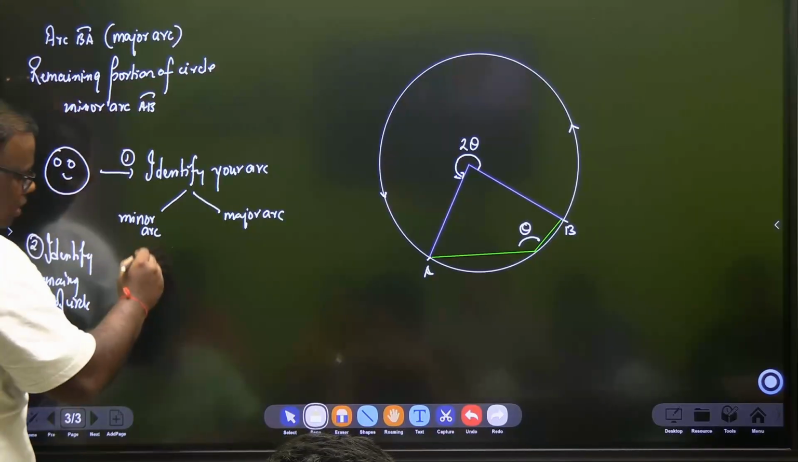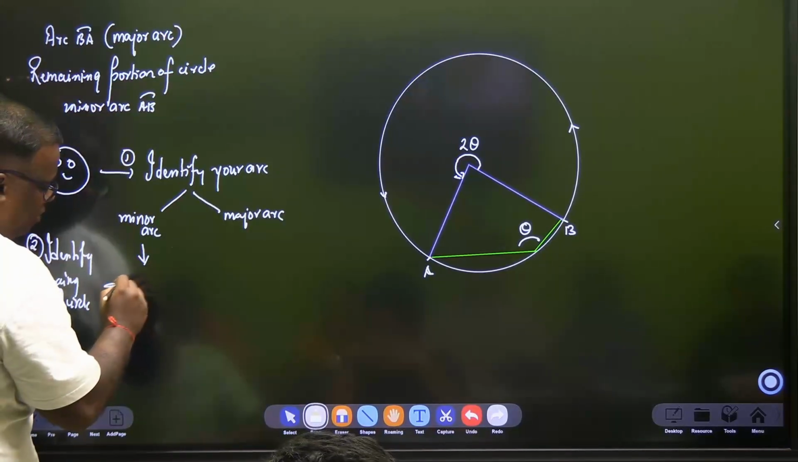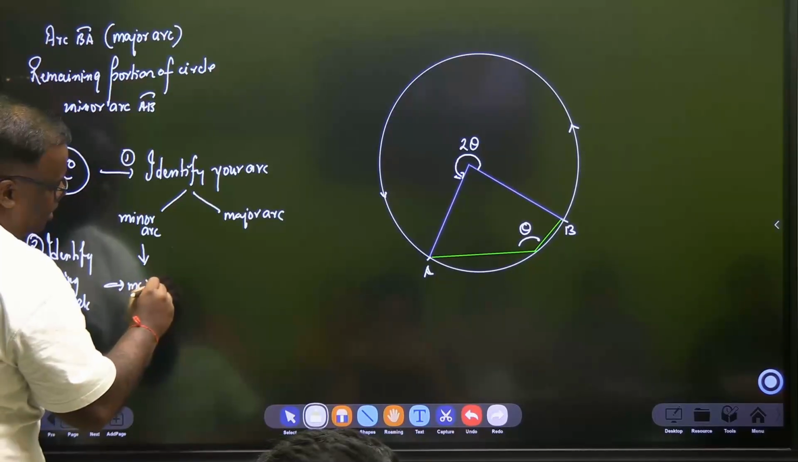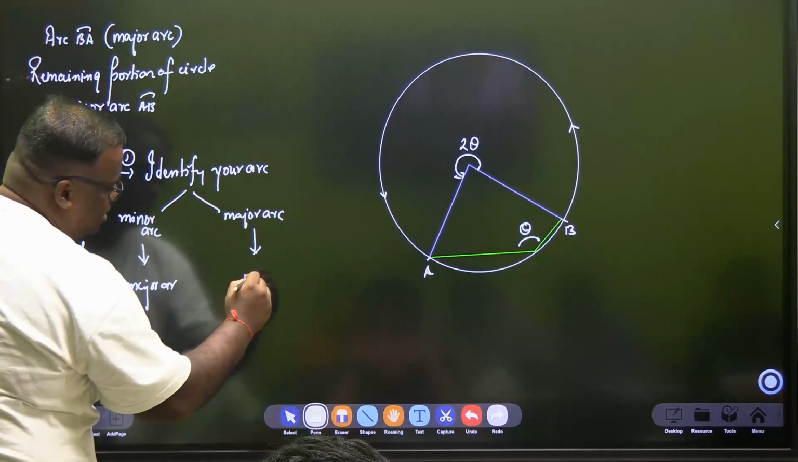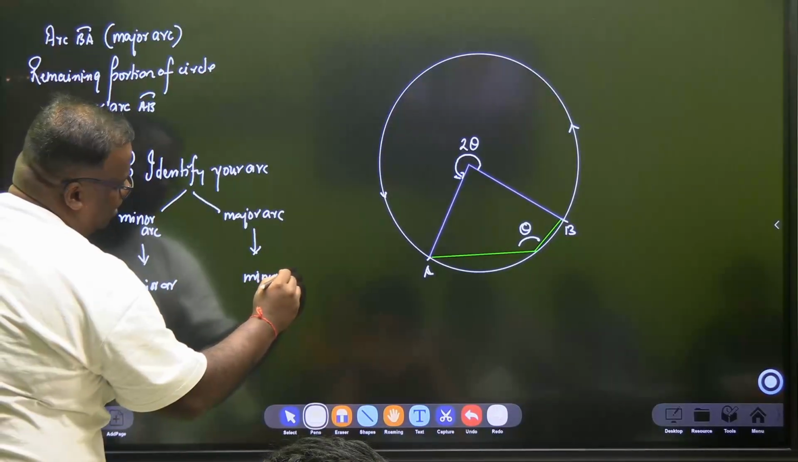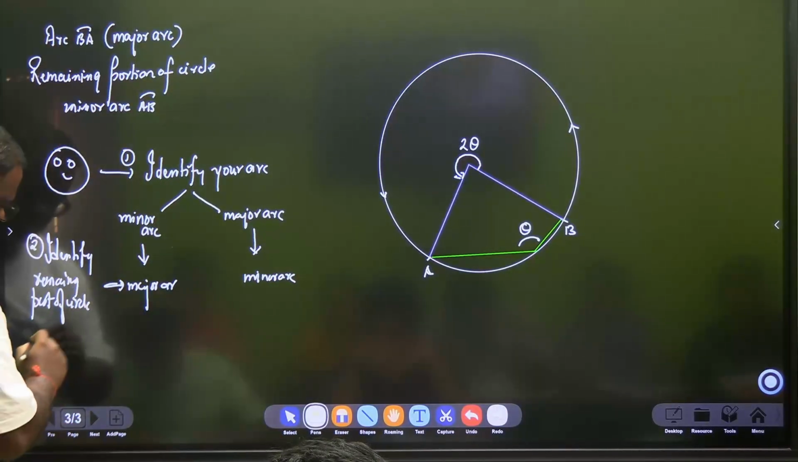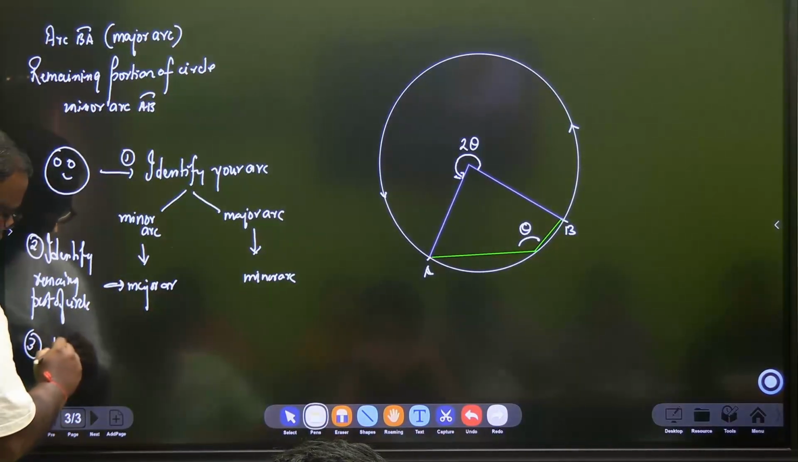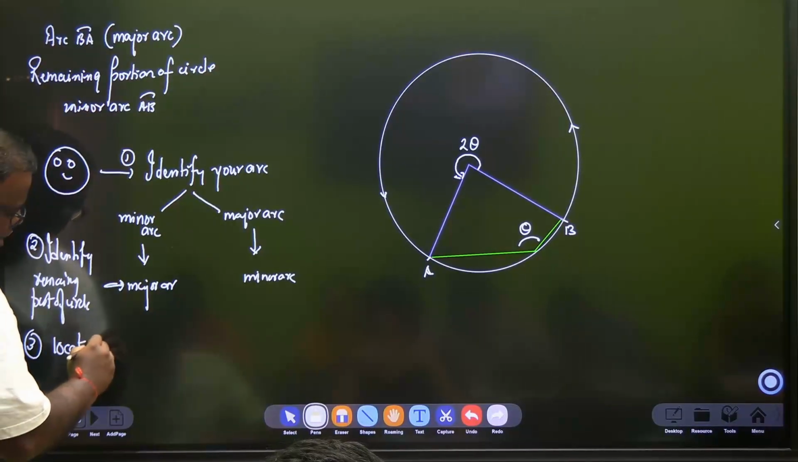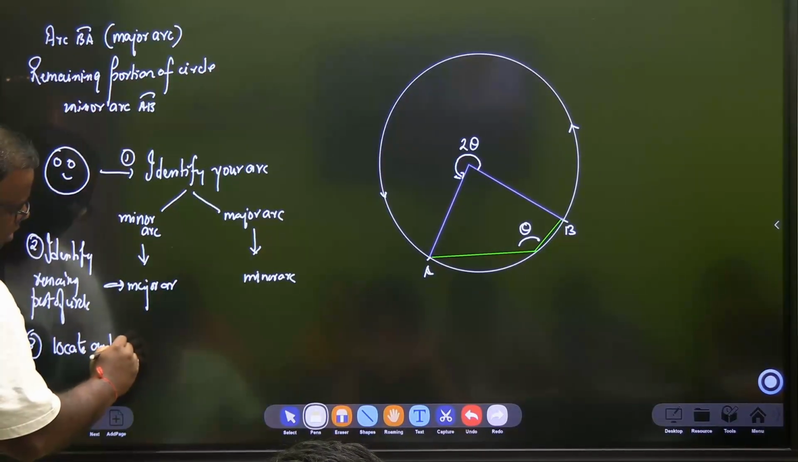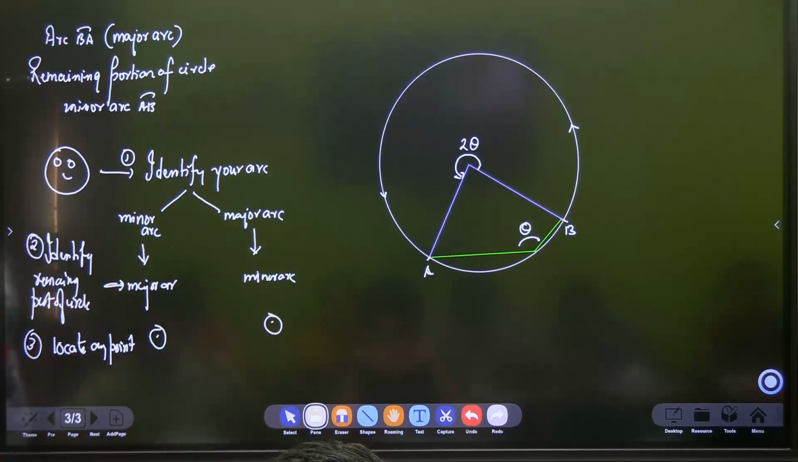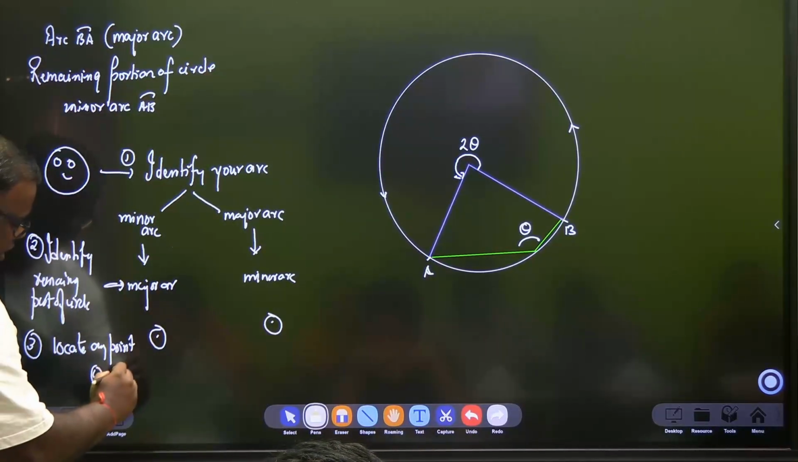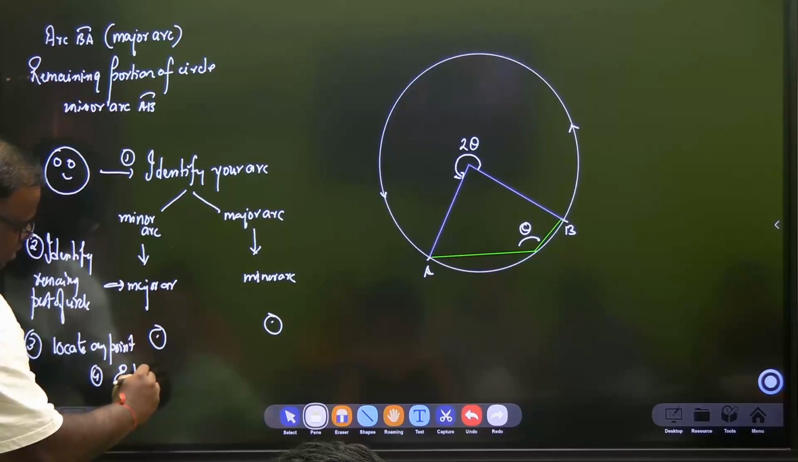If you had taken the minor arc, then the remaining part is the major arc. And if you had taken major arc, your remaining part is minor arc. Then 3, locate any point. That point can be here or that point can be here. And then 4, establish the relation.